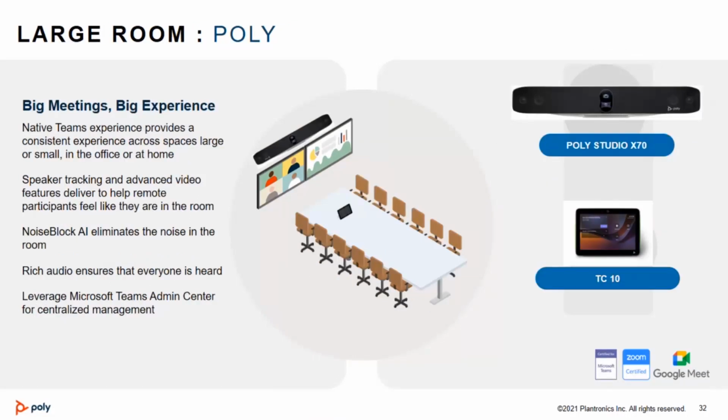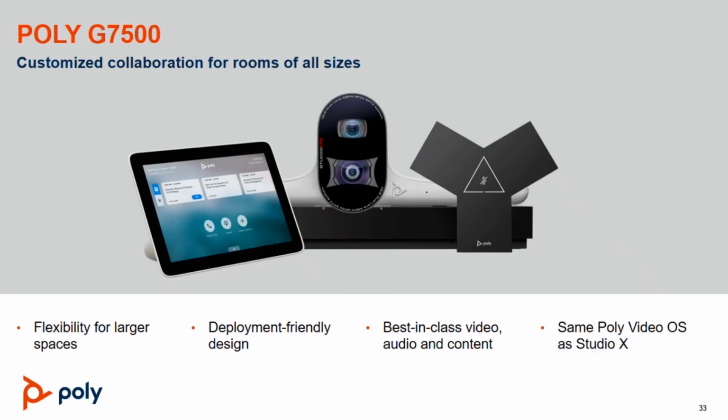Then Poly X70. This is the highest bar solution we have in Poly. The E70 camera is fitted with this device. This supports maximum 25 feet room size. We can integrate TC10 also with it. While TC10 is connected, you get the interface of Teams or Zoom with this TC10. You can make a call with one touch button, and also initiate a call. This has speaker tracking, group framing, and conversation mode, so you can use all the modes with this.